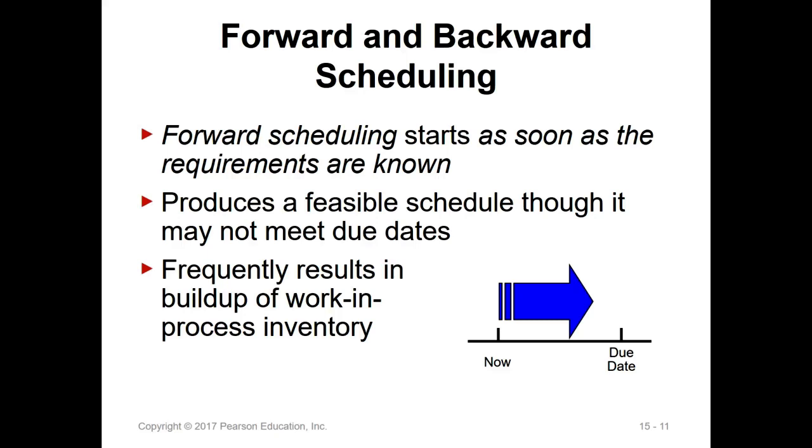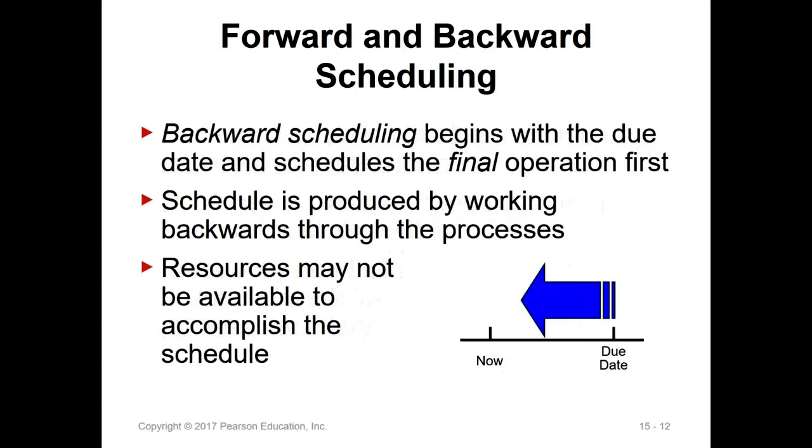For example, first come, first served. The latest to come does not always have the latest due time. So the forward schedule cannot really guarantee meeting the due time. It frequently results in a backup of work-in-process inventory. That means a lot of jobs are waiting for processing. So this is forward. And backward scheduling begins with the due time and then schedules the final operation first. They will go backwards.